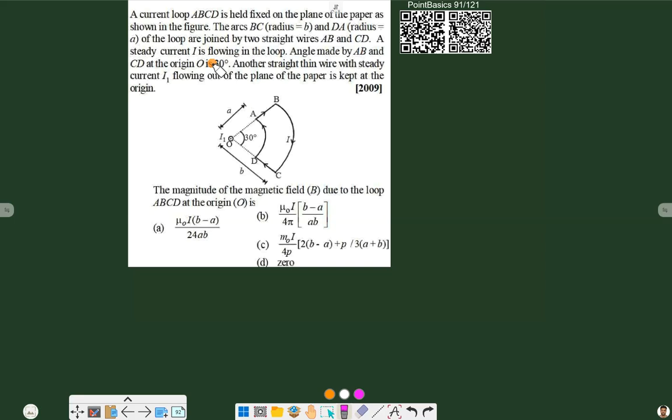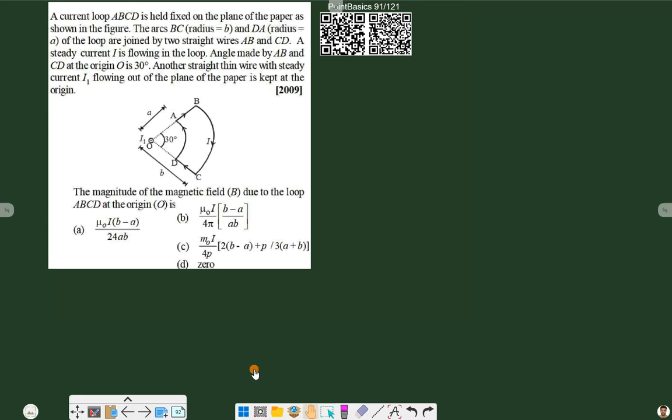Another straight wire with steady current I flowing out of the page is kept at the origin. The magnitude of the magnetic field due to the loop ABCD at the origin. So we have to find out the magnetic field due to this loop ABCD at the origin. So let's slide it down.